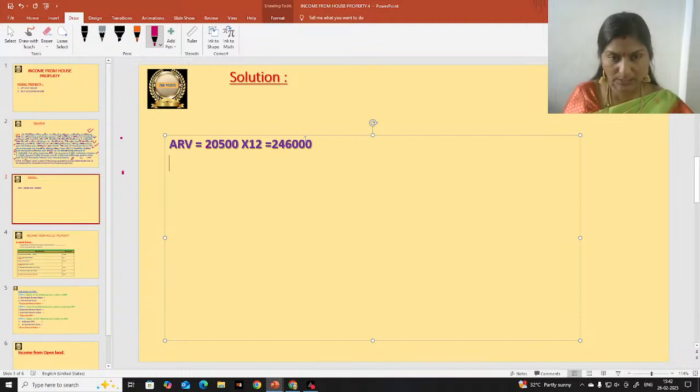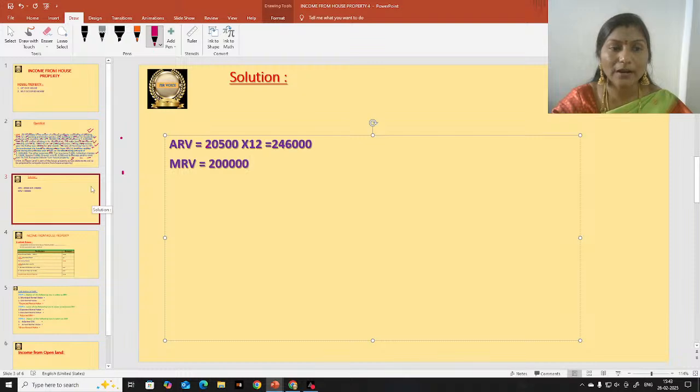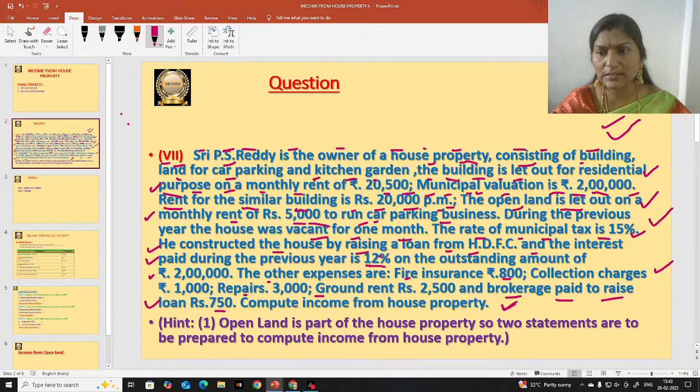MRV is 2 lakhs. Okay, MRV means municipal valuation. MRV is how much here? MRV is equal to 2 lakhs. So 2 lakhs is for 1 year. Okay, so again, don't multiply that by 12. And next, let us go and discuss the next one.